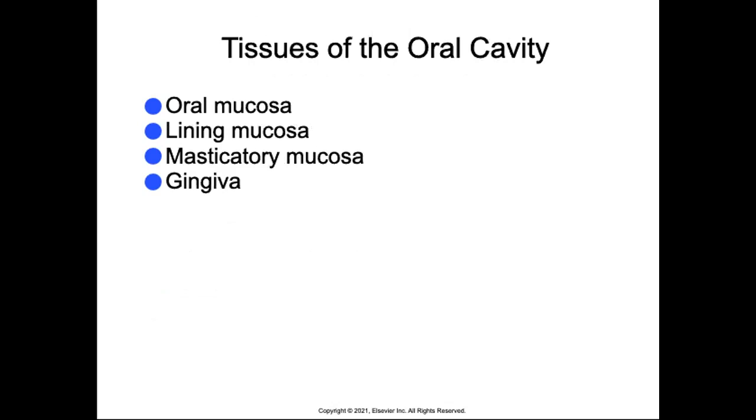So the oral mucosa has two different parts: the lining mucosa and the masticatory mucosa. The lining mucosa covers the cheeks, the lips, the vestibule, the ventral surface, which is the underside of the tongue, and the soft palate. The masticatory mucosa is much thicker and denser and is attached tightly to bone. It is designed to resist the pressure of chewing food and is not easily injured. This type of tissue forms the gums, the hard palate, and the top of the tongue, which is also known as the dorsum.